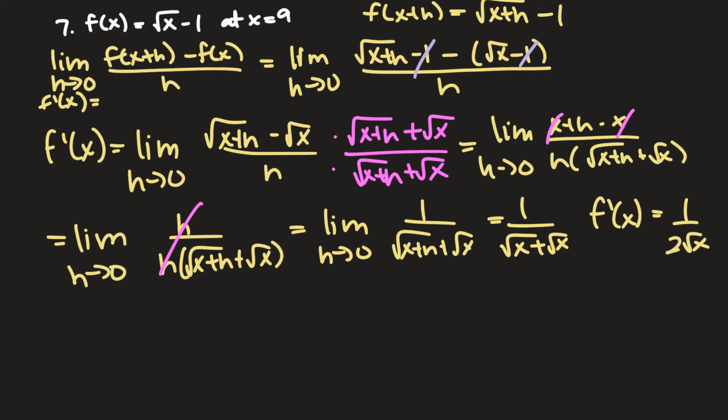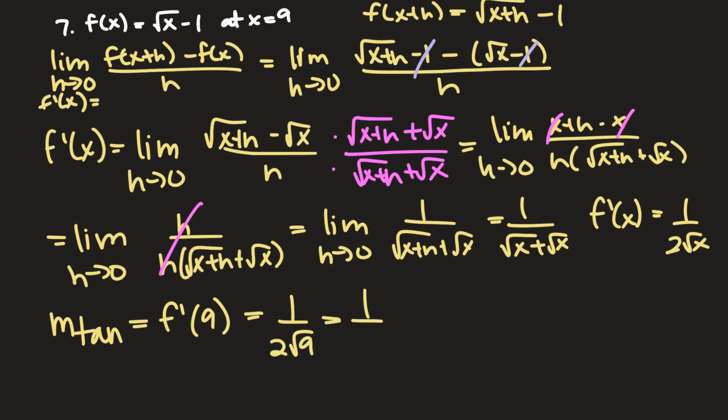Now to find m tan, we evaluate f prime at your given value of 9. So 1 over 2 times the square root of 9 means that m tan is equal to 1/6. Okay, so now that I have m tan, I can find the tangent line.